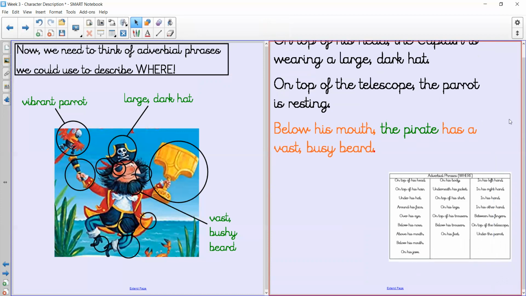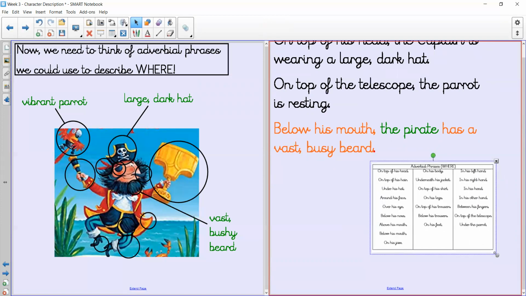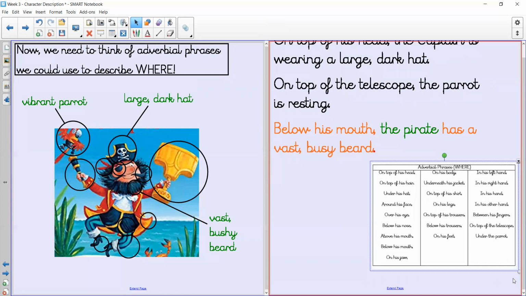Now, before I let you go, I'm going to do one more together. Now, one other thing that we could describe, let's have a look over here. Oh, I'm going to describe his eye patch. He's wearing an eye patch. So let me think, what adverbial phrase could I use to describe where his eye patch is? So should we just pause the video, have a think, have a little look at this bank down here. What adverbial phrase could I use to describe where his eye patch is?